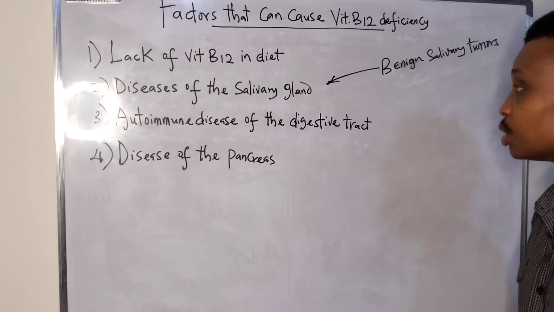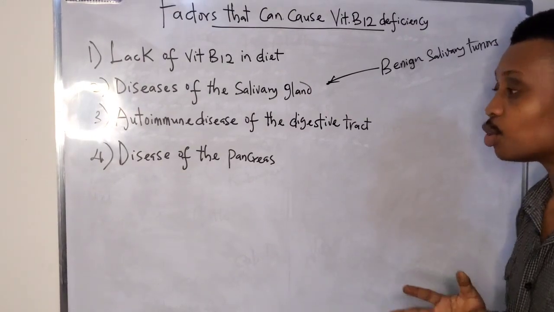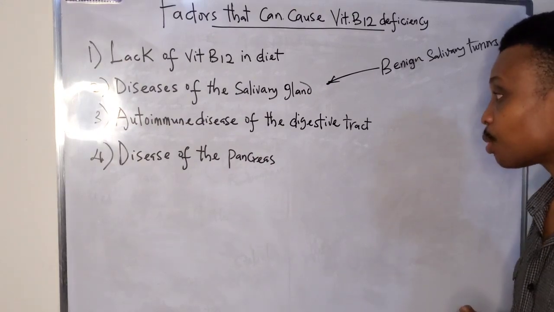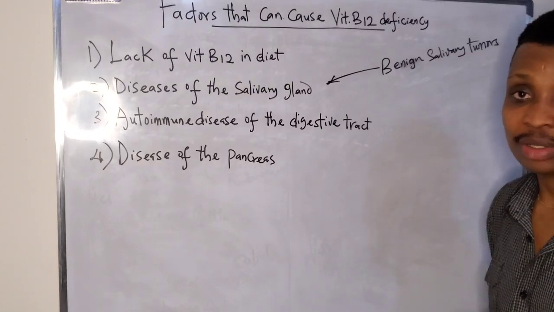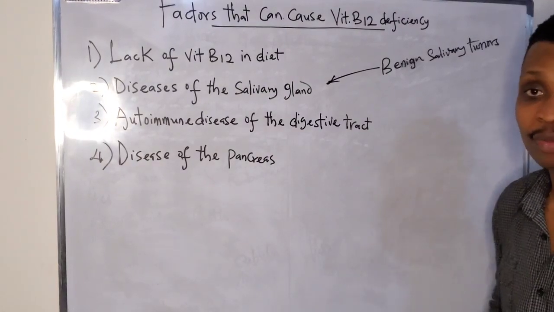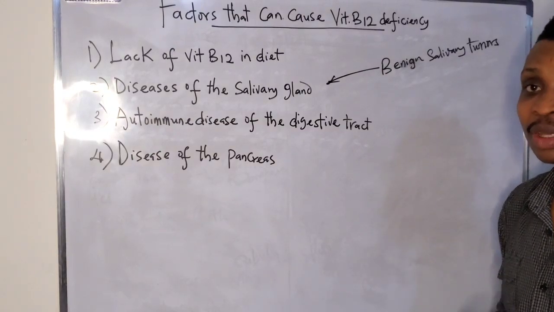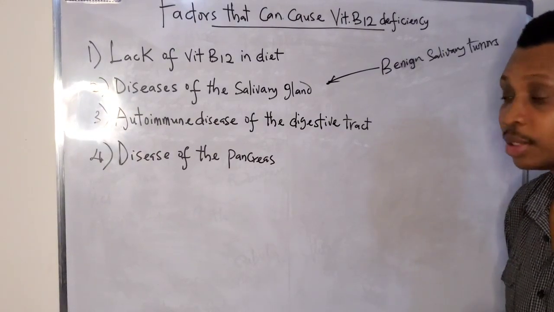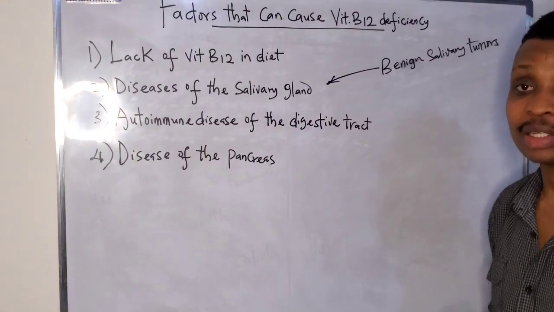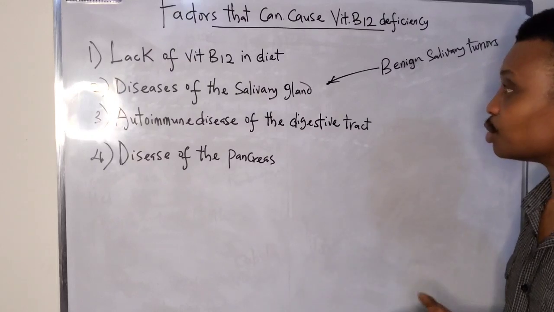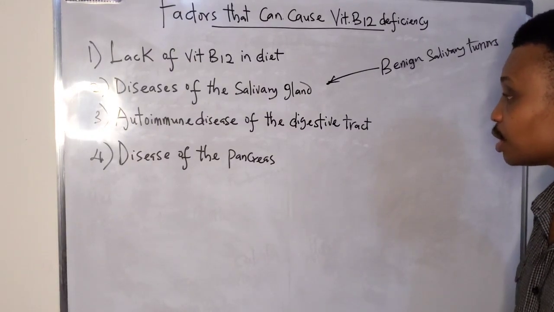Another factor is autoimmune disease of the digestive tract. So if there is an autoimmune disease, for example, an autoimmune disease that attacks the parietal cells such that intrinsic factors are not secreted in sufficient quantity. Also, hydrochloric acid is not secreted in sufficient amount. That condition, okay, can lead to vitamin B12 deficiency.